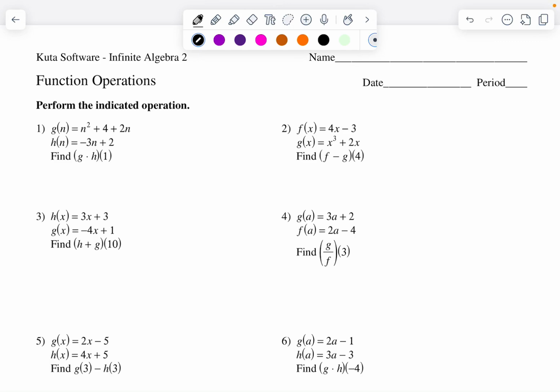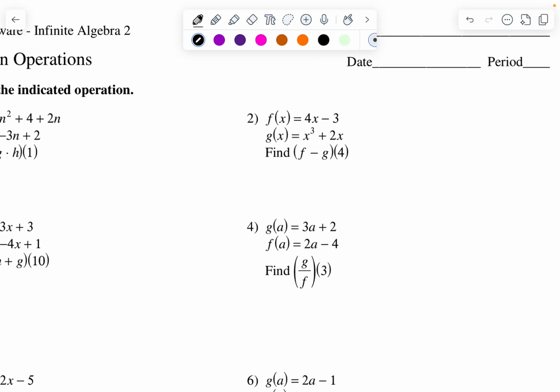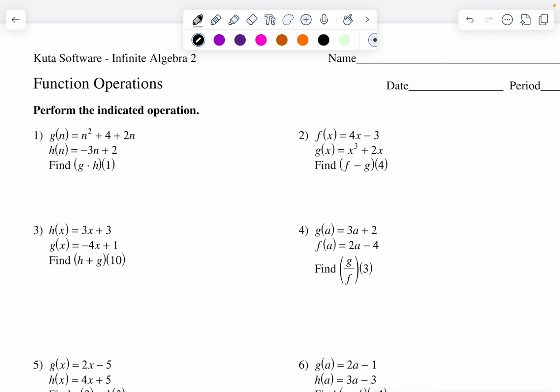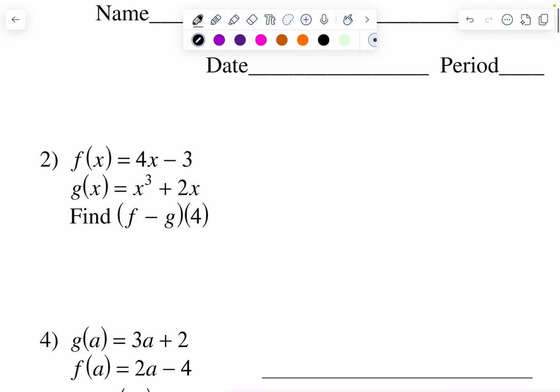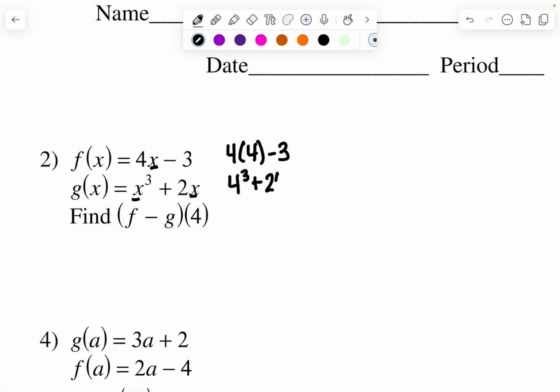Okay, so for today's practice on function operations, it looks like a lot, but it's really not. I'm going to do all the evens and you guys are going to practice the odds. So starting at number 2, we have two functions here and they want you to find f minus g of 4. So all that means is that you're going to plug in 4 everywhere you see a variable. So 4 times 4 minus 3 for f of x, and 4 cubed plus 2 times 4 for g of x. Now they want us to find f minus g.